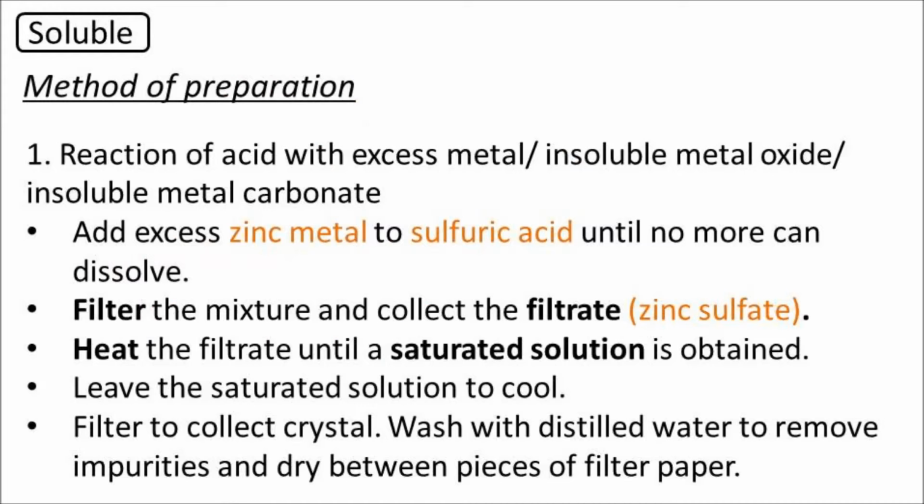After reacting excess zinc powder with dilute sulfuric acid, filter the mixture to collect the filtrate, which is the zinc sulfate solution. Heat the filtrate until a saturated solution is obtained, after which leave it to cool. To get the crystals, filter, wash with distilled water, and dry between pieces of filter paper.